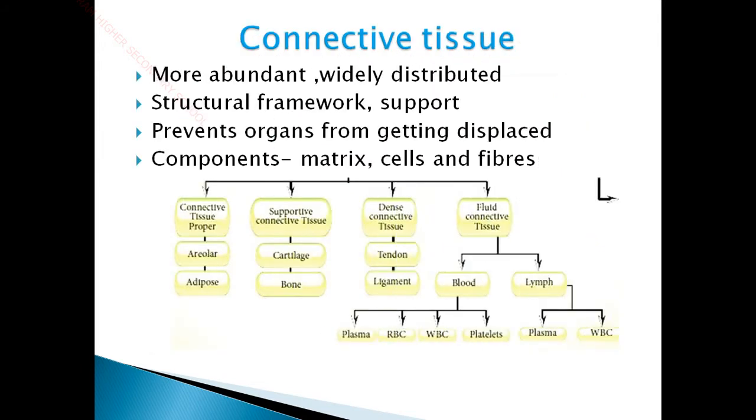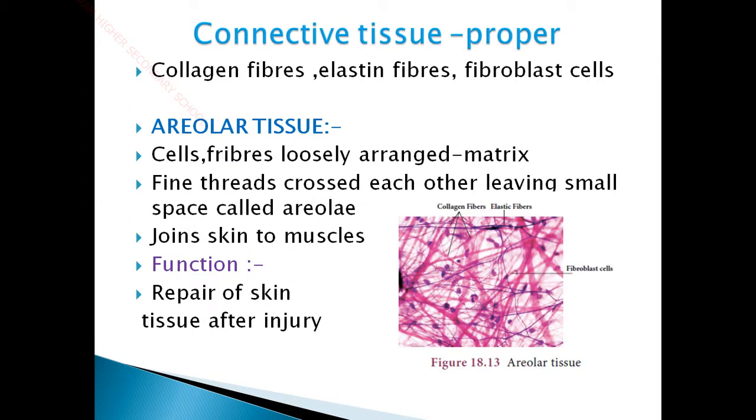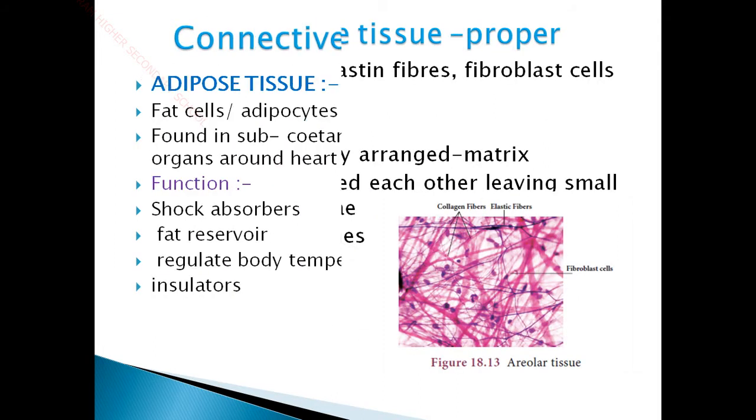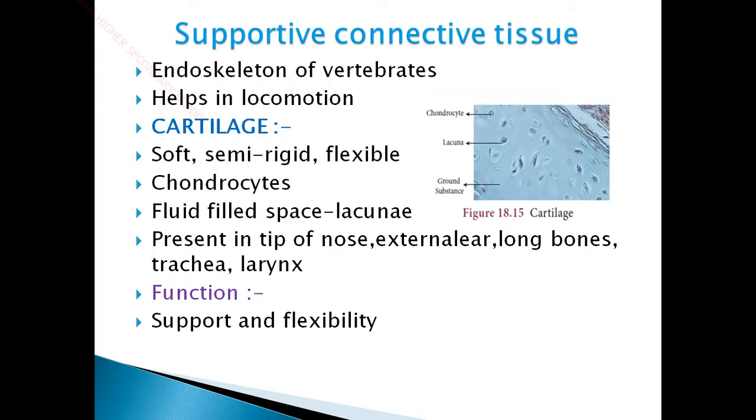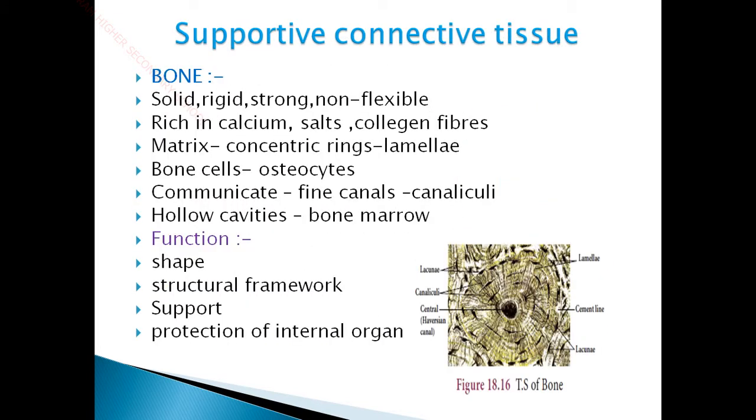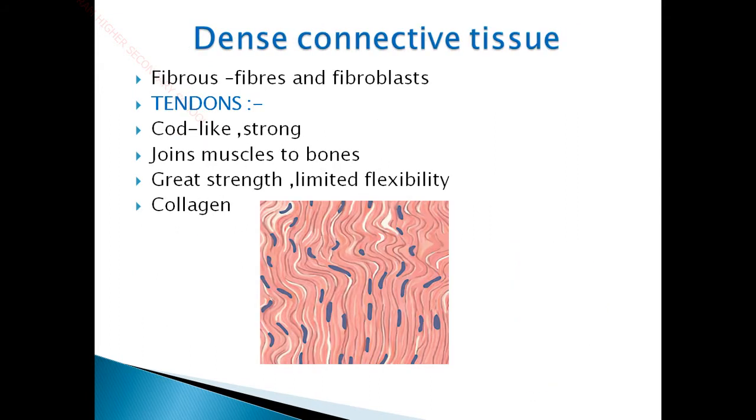And also we have discussed the connective tissue and its classification. We have seen the explanation of areolar tissue and adipose tissue, and supportive connective tissue such as cartilage and bone. So in the previous videos we have discussed all these things. Now we'll continue in this video with the next type of connective tissue, dense connective tissue.